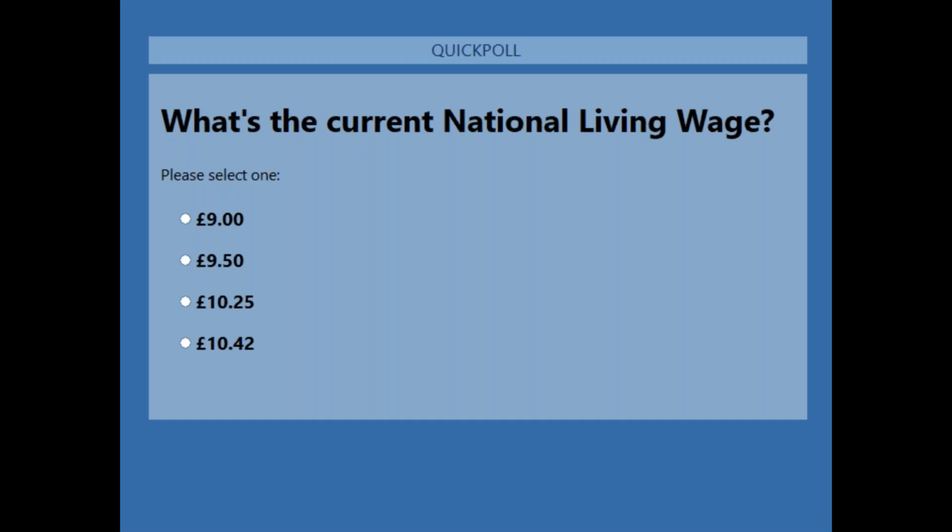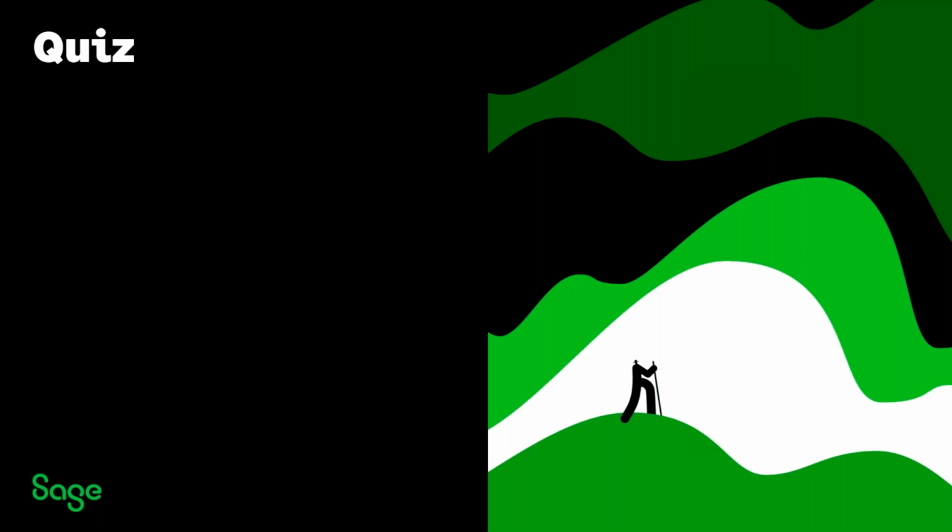So national living wage. This rate came into effect on the 1st of April of this year. But was it £9, £9.50, £10.25, or was it £10.42? So for these questions, we'll give you about a minute to vote or to submit a response. It's all looking pretty positive so far. Got a large percentage of you picking the correct answer. And then after that minute, we will close down the poll and I will then share the result.